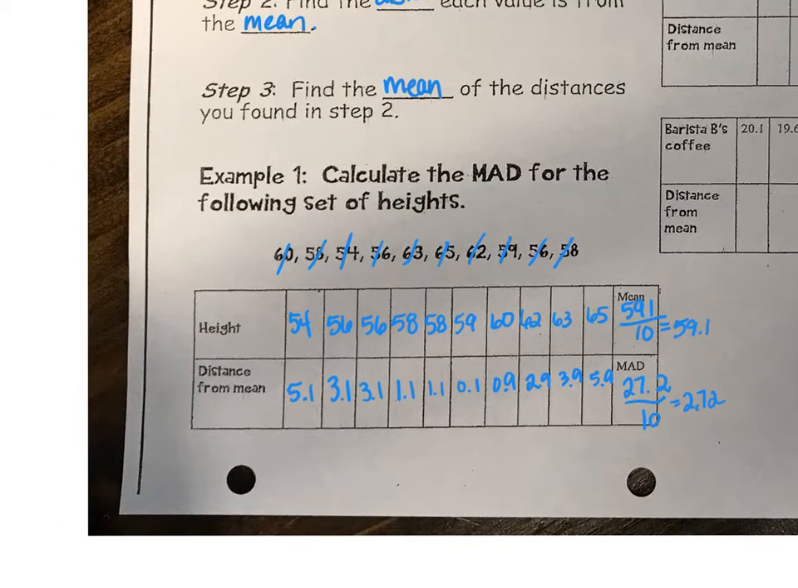Okay, so the MAD for example 1 is 2.72. So most values are 2.72 away from the mean. Everybody with me? Yes or no? How do you feel? Pretty easy, but okay.